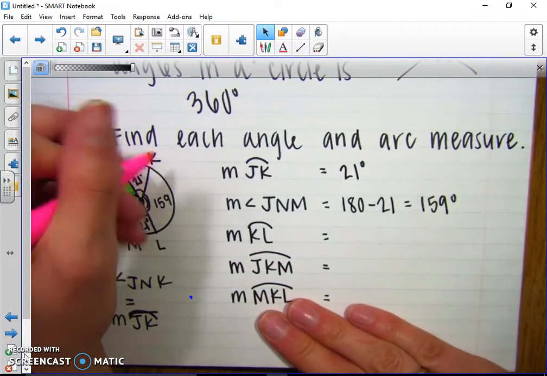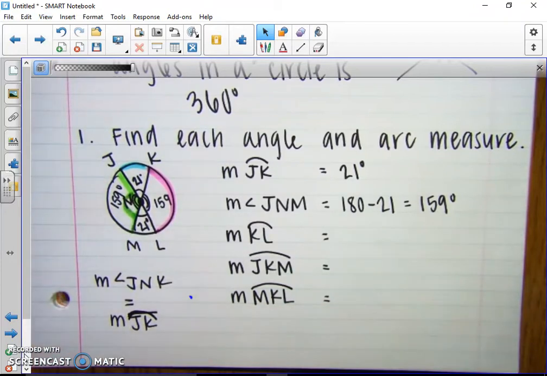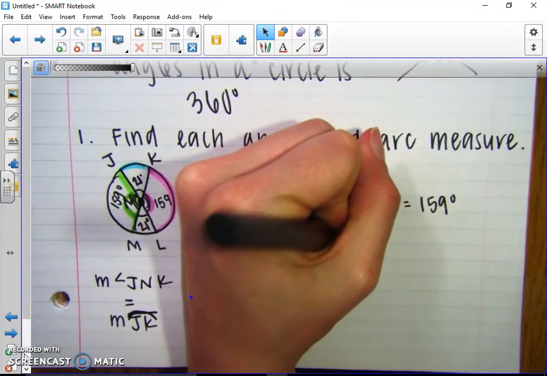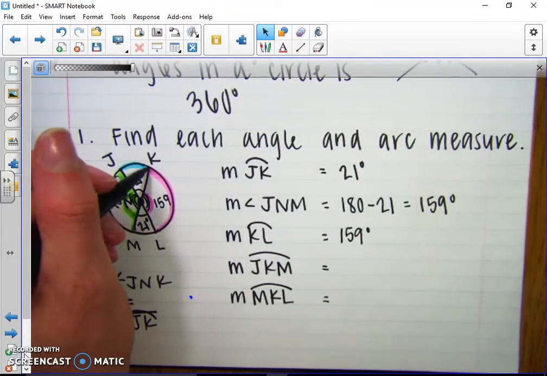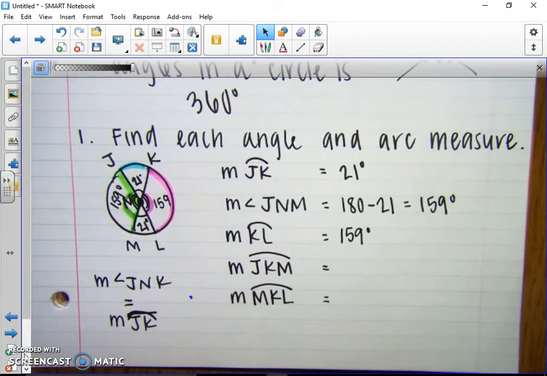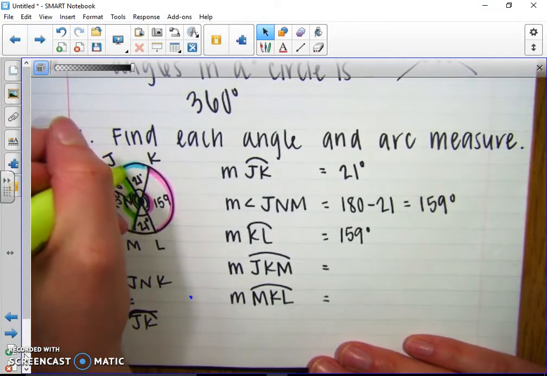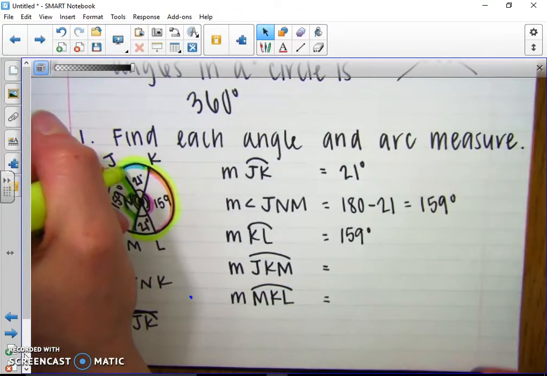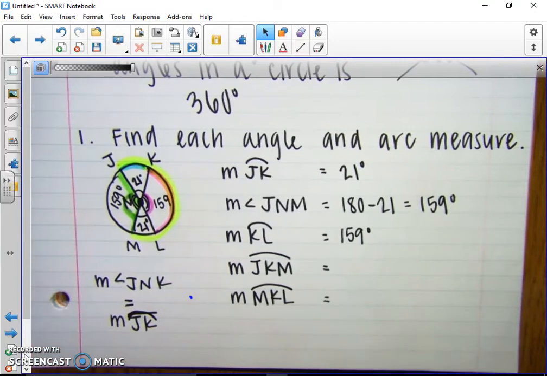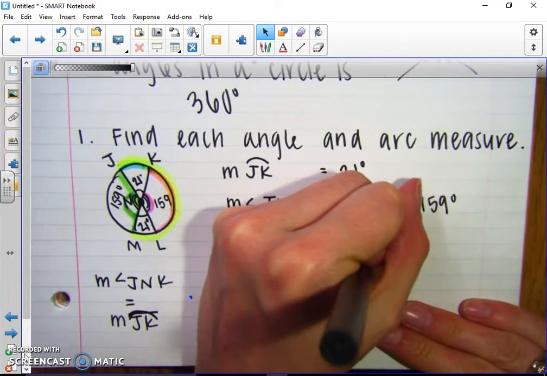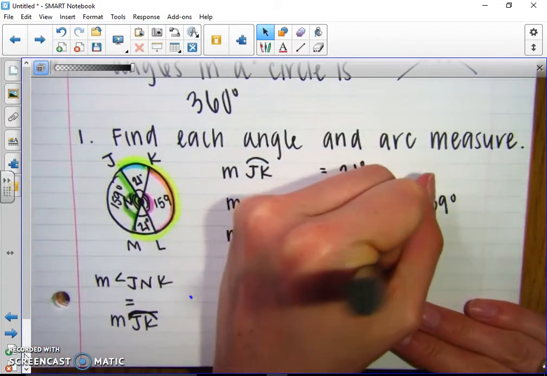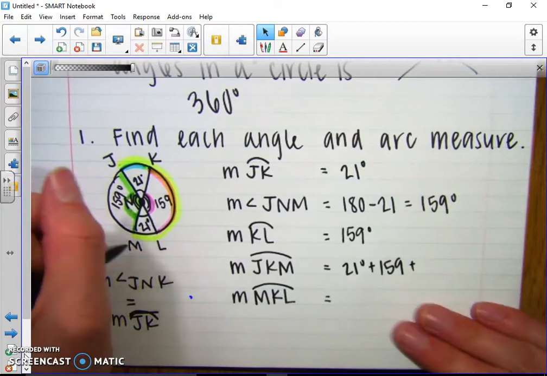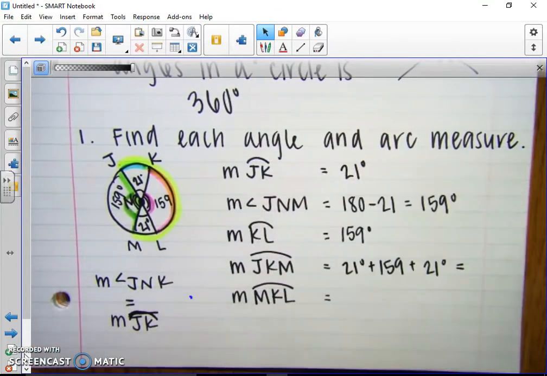The measure of KL. So KL is a minor arc. And it just so happens that KL is 159 degrees because that's KL arc is formed by the central angle KNL, which is 159 degrees. Then we're looking for JKM. Okay, so JKM. So we have 21 degrees, and I'll write this out. 21 degrees plus 159 degrees plus an additional 21 degrees. Let's see what that sums to.